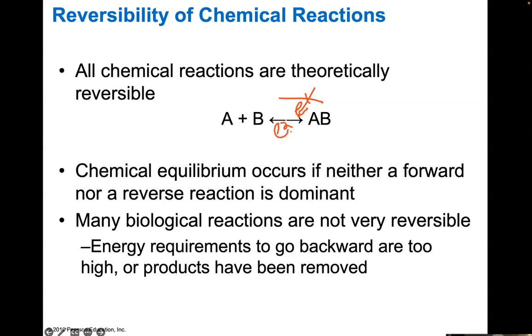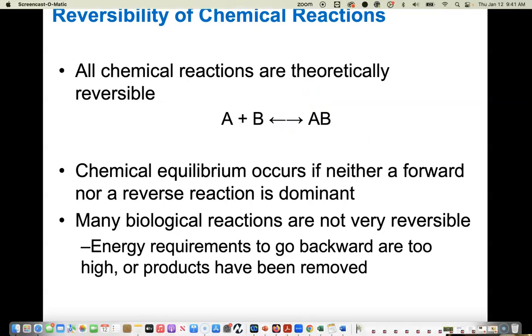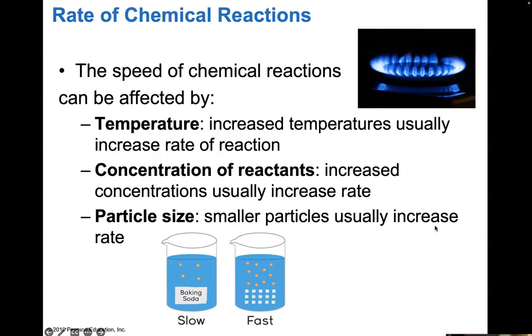Okay. And we'll talk about this more. Enzymes are really going to be the key to which direction a chemical reaction goes. So we'll talk about this in just a minute here. But I just want you to know that chemical reactions are reversible, even though they might not be that reversible in the human body, depending on what enzymes we have.